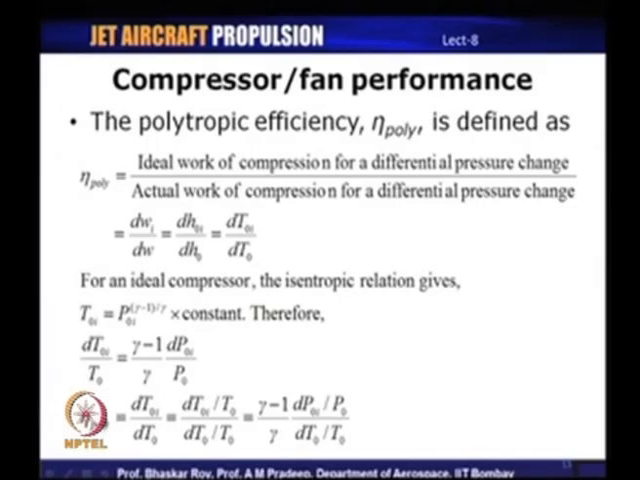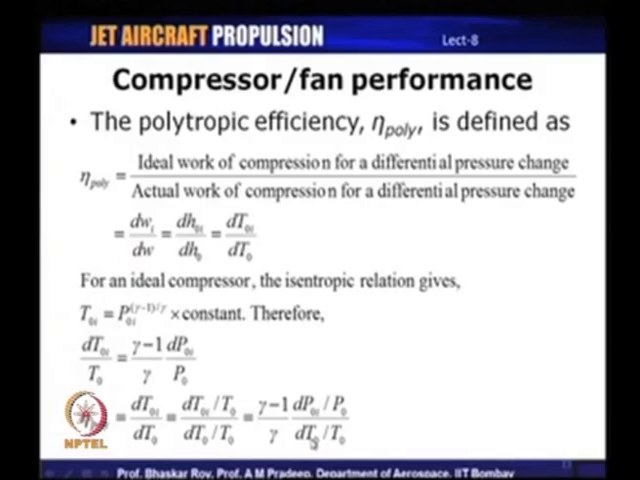So, if we use this in the polytropic efficiency definition, then we get eta poly, the polytropic efficiency, equal to dT0I divided by dT0, which is again equal to dT0I by T0 divided by dT0 by T0. From what we have defined earlier, this can be simplified as polytropic efficiency equal to (gamma minus 1) by gamma into dP0I divided by P0, divided by dT0 by T0. We will simplify this further.